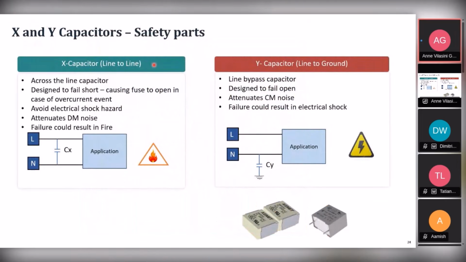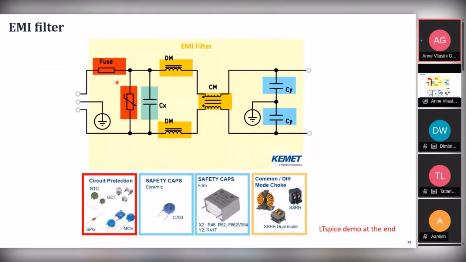So now let's talk about the X and Y capacitors. First of all, these are safety parts, even though they are placed in an EMI filter. When you talk about an X capacitor, it is placed between the line and neutral. So its job is to reduce or filter out the differential mode noise. The capacitor is designed in such a way that it is always failing short. So if it fails, then you're creating a short circuit between the line and the neutral, and because of the short circuit you're going to draw a huge current, and then the fuse here is going to protect your equipment.